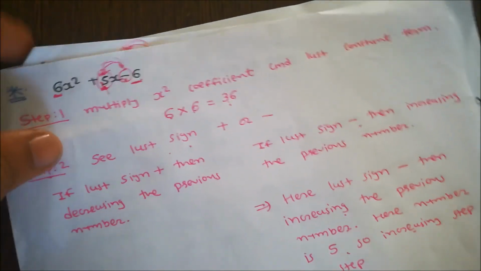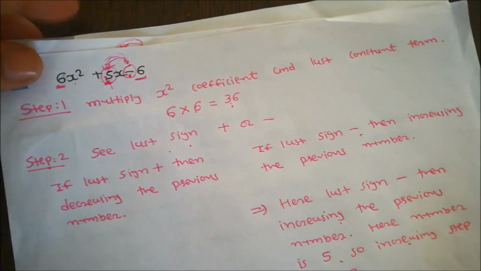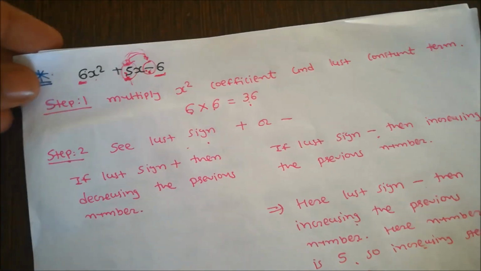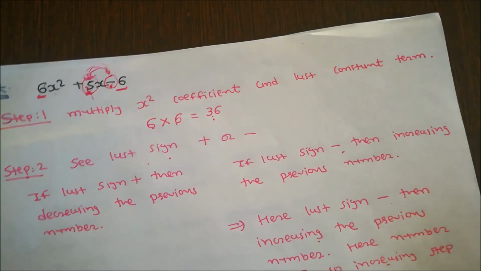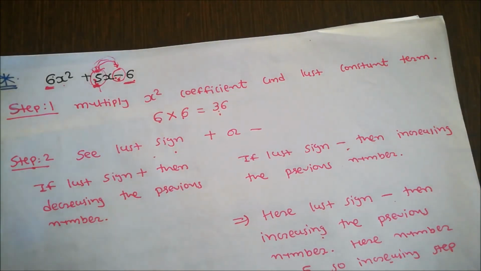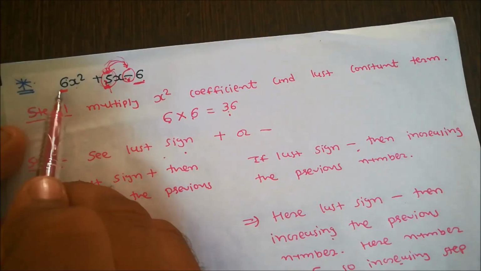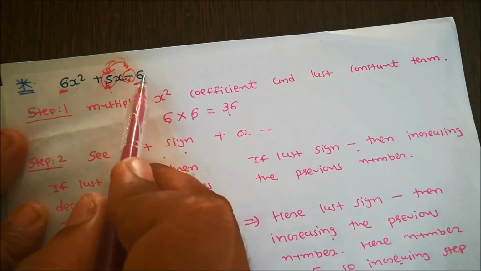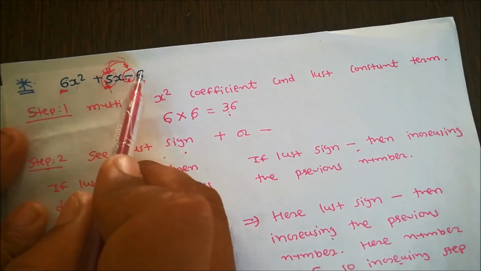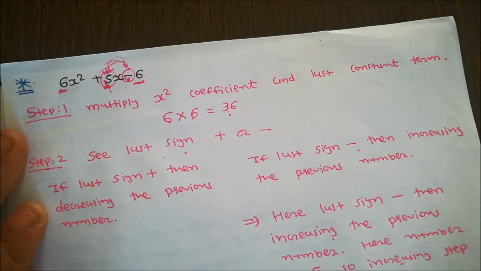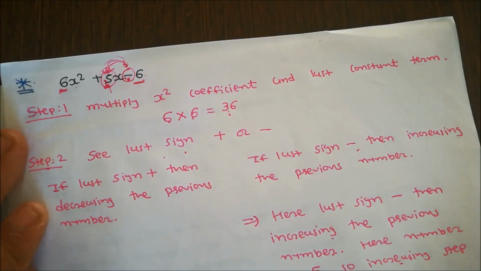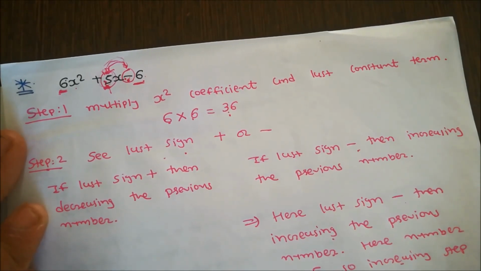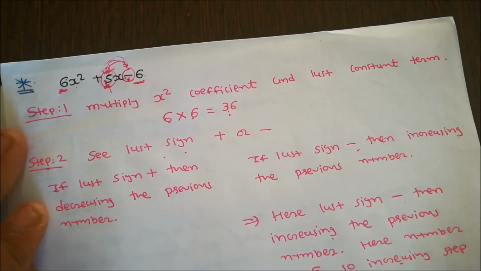We see another example, that is 6x square plus 5x minus 6. This is another quadratic equation. So in this equation also, first step is multiply x square coefficient and last constant term. Here x square coefficient is 6, and last constant term is again 6. So 6 into 6 is equal to 36. So in first step we multiply x square coefficient and last constant term, 6 into 6, we get 36.